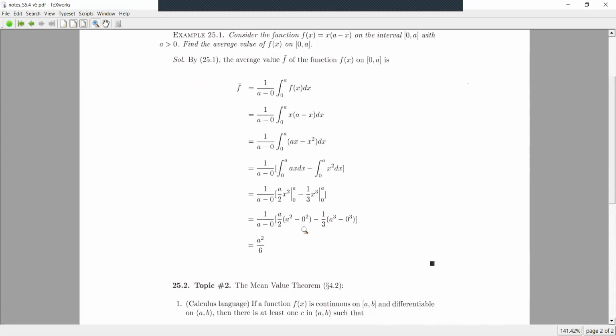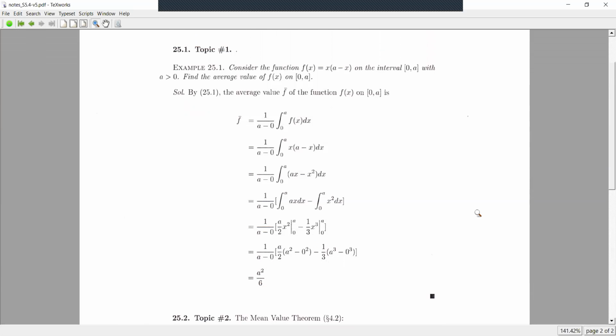Now, simplify this number, we get the answer is a squared over 6. Yeah, this number is the average function value of this function on this interval.